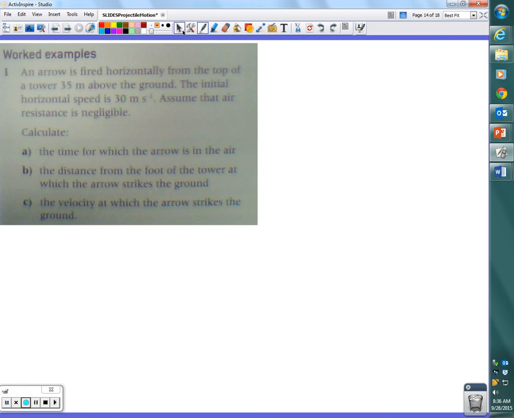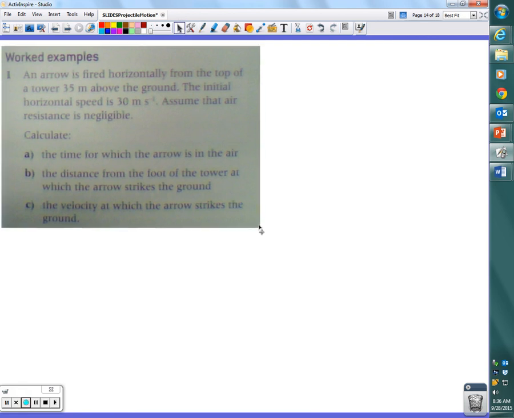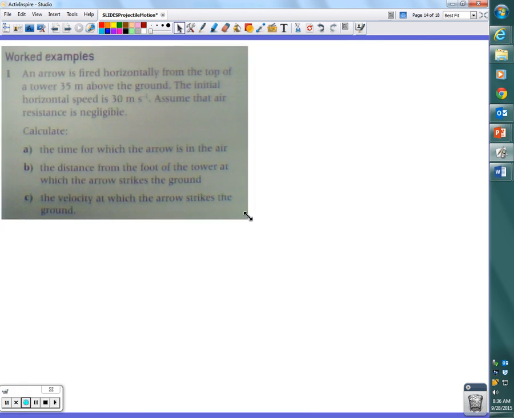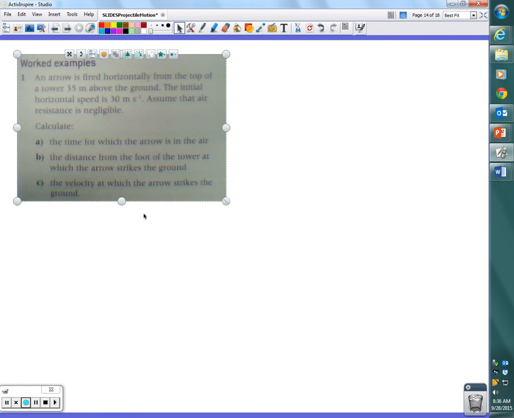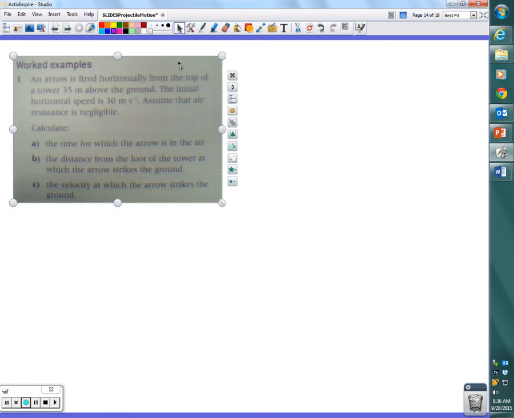Part C is asking us to find the velocity at which the arrow strikes the ground. Notice I changed colors again. Are we getting the color coding yet or no?